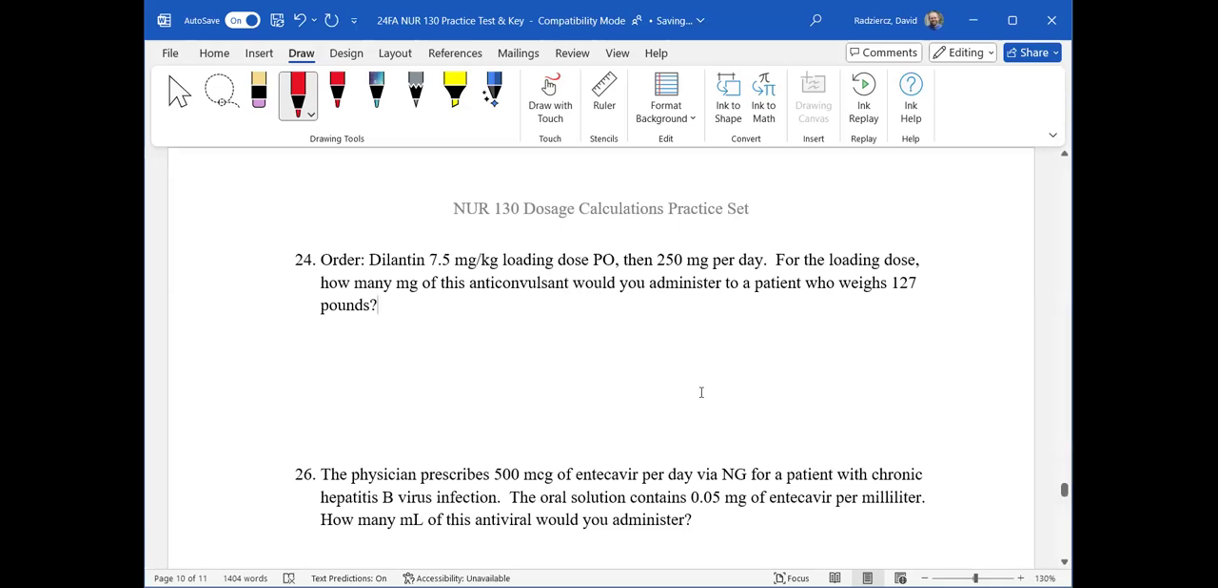So question 24 is basically an example of a 2-step problem. What are the 2 steps? Well, step 1 is you're converting pounds to kilograms. And then step 2 is, solve for milligrams in this particular example.